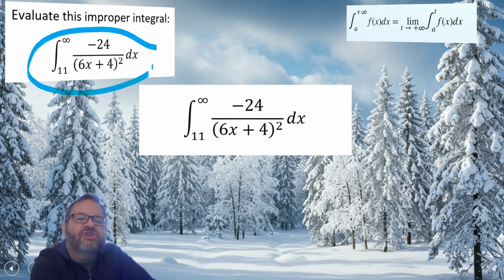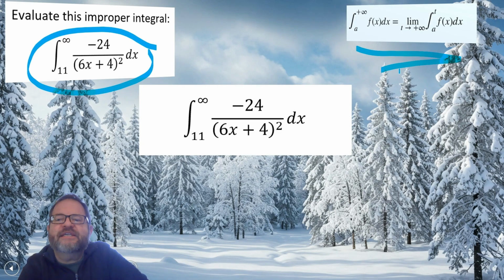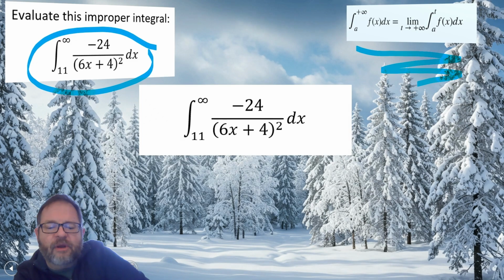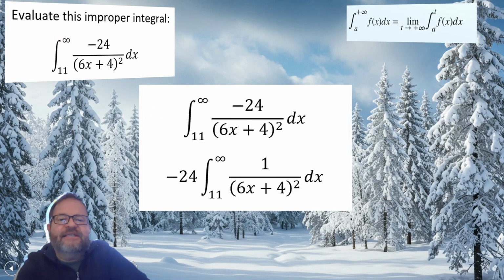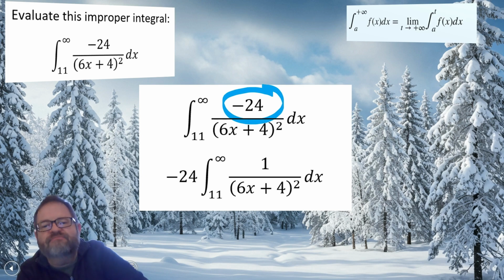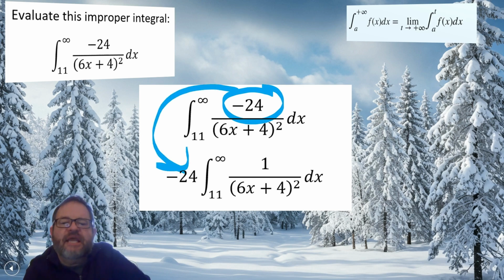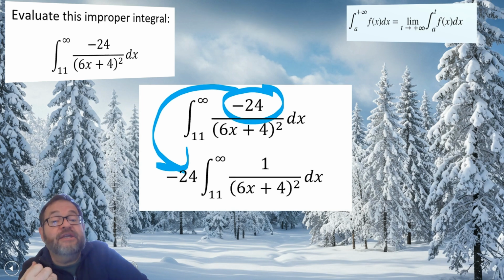So here's the problem we're trying to solve, and we're going to be making good use of this formula over here. All right, so here's the equation that we're working on. And the first thing I see, of course, is that the negative 24 is just multiplied by everything else in the function. We can always just pull that out in front and make this negative 24 times a more pleasant looking integral.